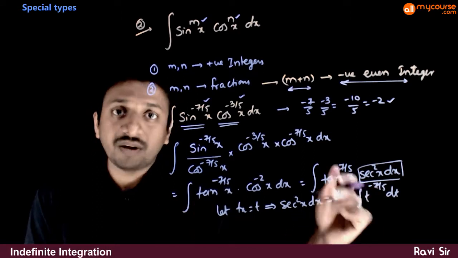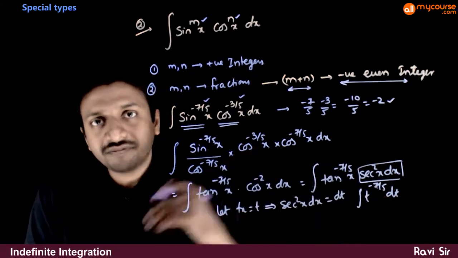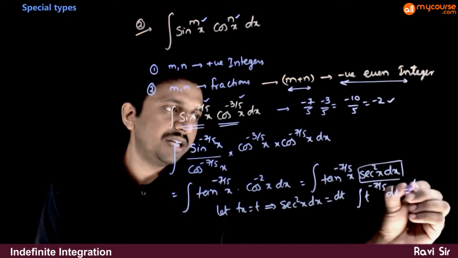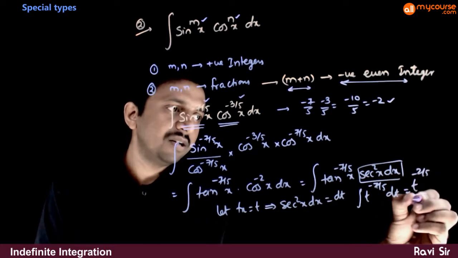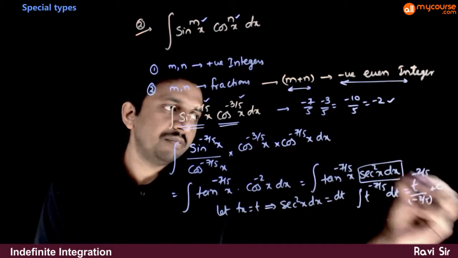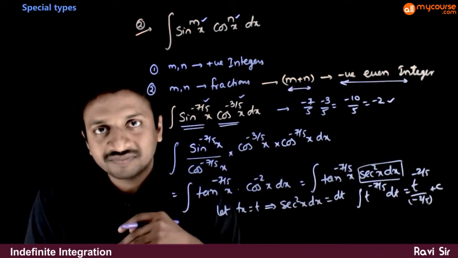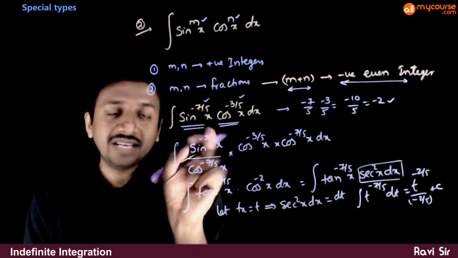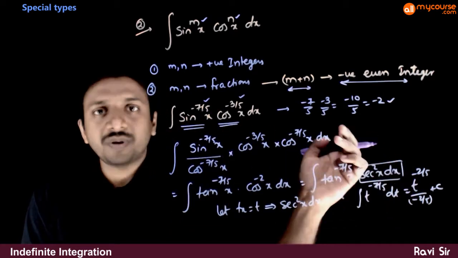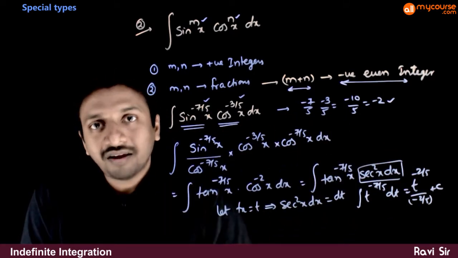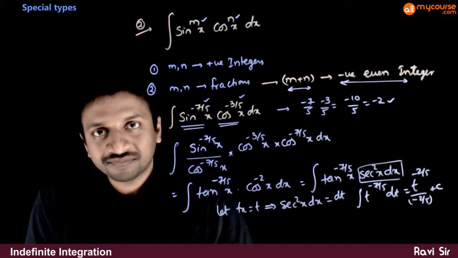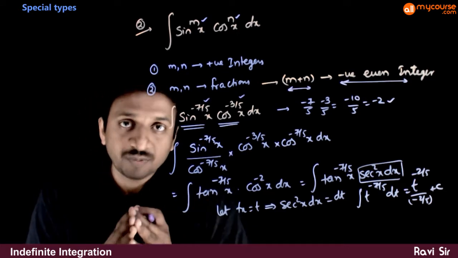T power minus 7 by 5 plus 1 by minus 7 by 5 plus 1. That is equal to t power minus 2 by 5 by minus 2 by 5, where t is equal to tan x. So the integration of this is tan x power minus 2 by 5 by minus 2 by 5. So I hope you are understanding this process.